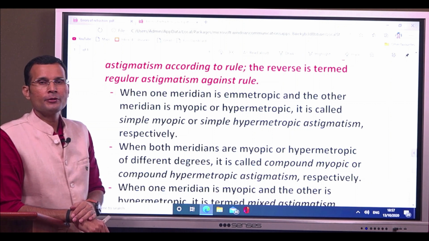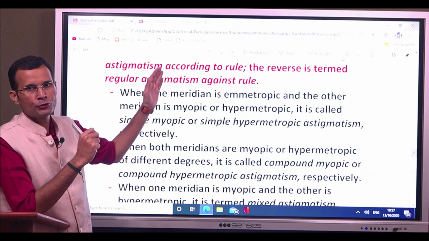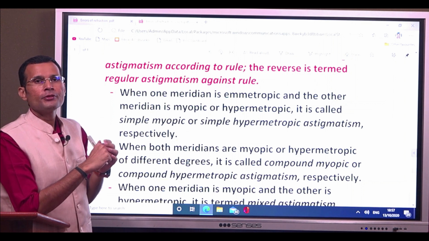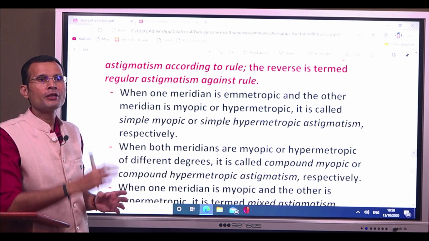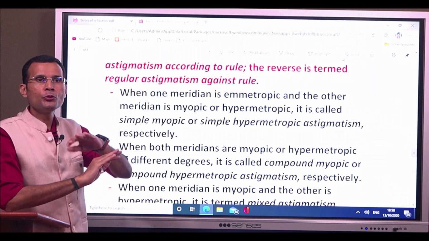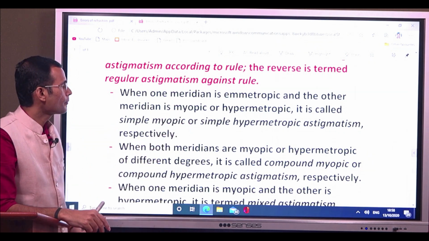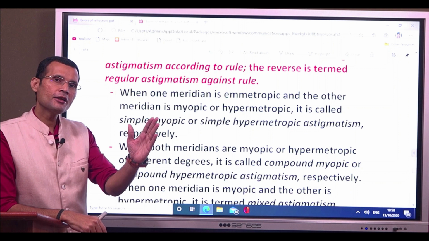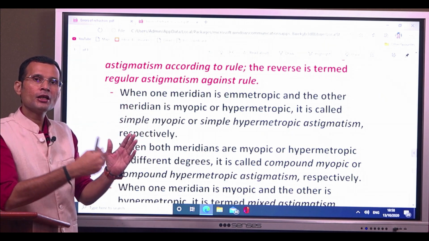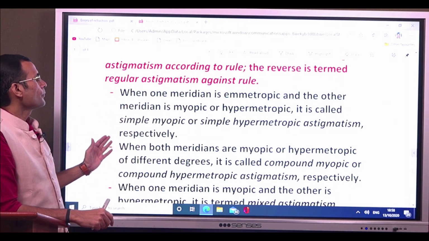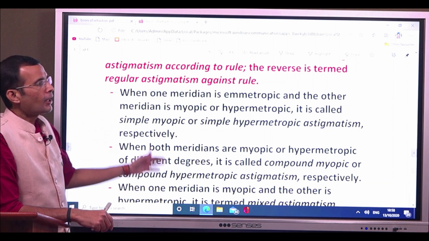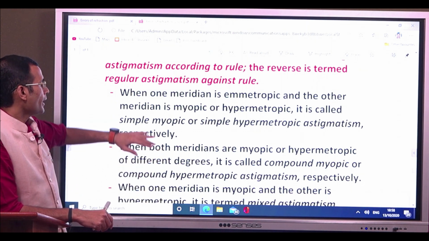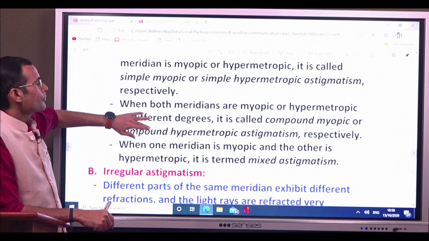I repeat once again, there are two meridians we have shown. If they have the same uniform curvature, then it will be normal eye. But if it is an egg-shaped cornea, two different curvatures, then suppose one meridian is normal and the other one is defective, myopic or hypermetropic, then it's called as simple myopic or simple hypermetropic astigmatism respectively.